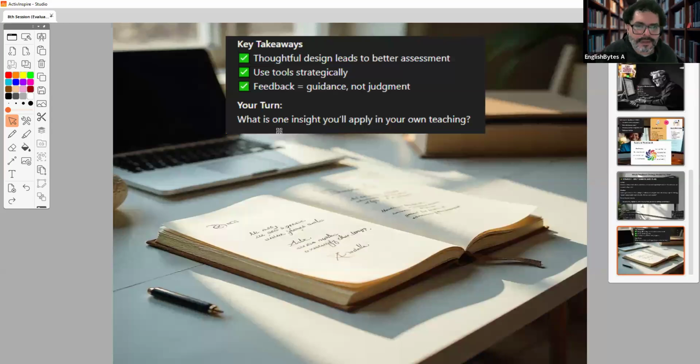Now, guys, what is one insight you will apply in your own teaching? What will you apply in your own teaching from now on when it comes to giving feedback? I want you to tell me something you would apply in your feedbacks from now on.